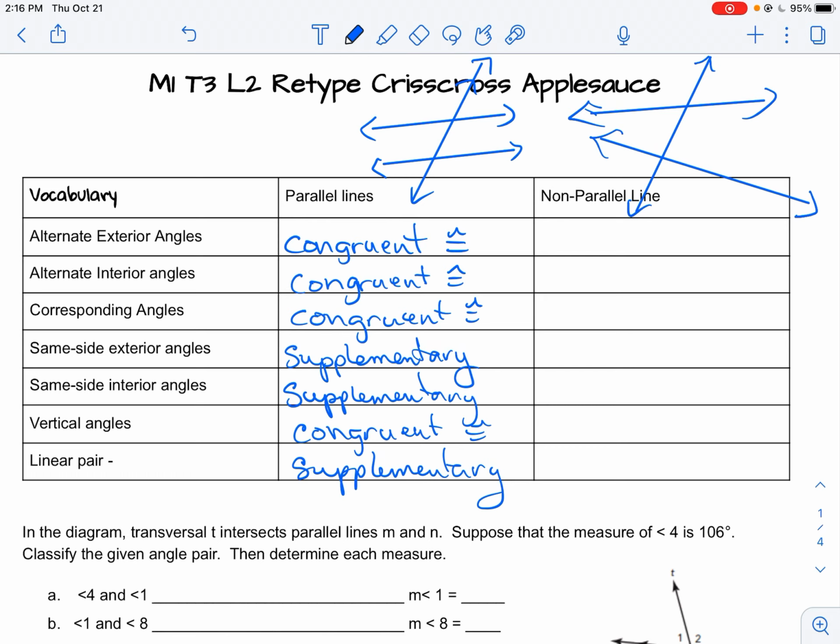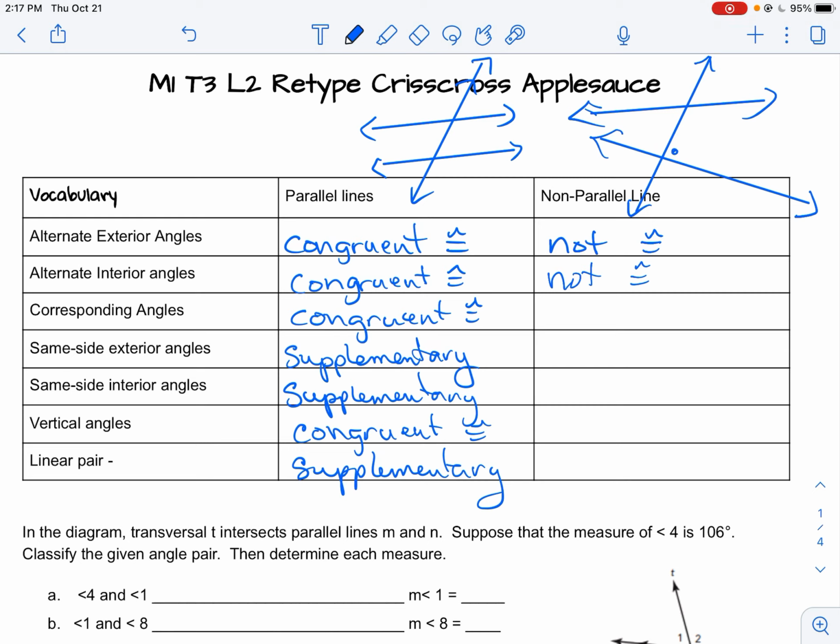Okay, so alternate exterior angles. I'm talking here and here. If you look closely, those angles are not the same. So these are not congruent. I'm just going to use the congruent symbol. Now alternate interior angles. Look at those two. They are not the same size. So these are not congruent.